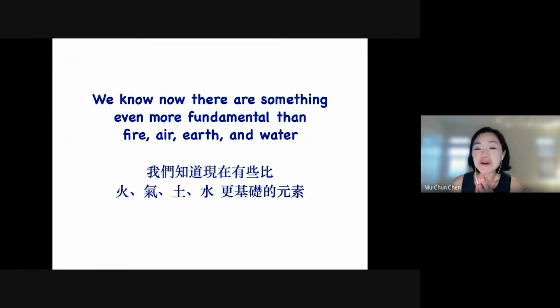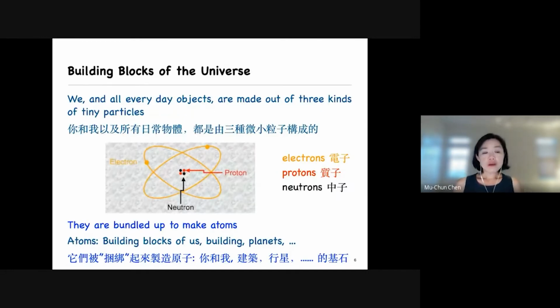So of course, today we know there are actually something even more fundamental than 金木水土火, right? So in fact, you and I and all our everyday objects are made out of 3 kinds of tiny particles. And these are the electrons, 电子, the protons, 质子, and the neutrons, the 中子, where the protons and neutrons bind together to form the nucleus, and the electrons are orbiting around the nucleus. And this, of course, together, they bundle up to make atoms, 原子. And atoms are the building blocks of all of us, you and me, and the buildings we are in, and all the planets.